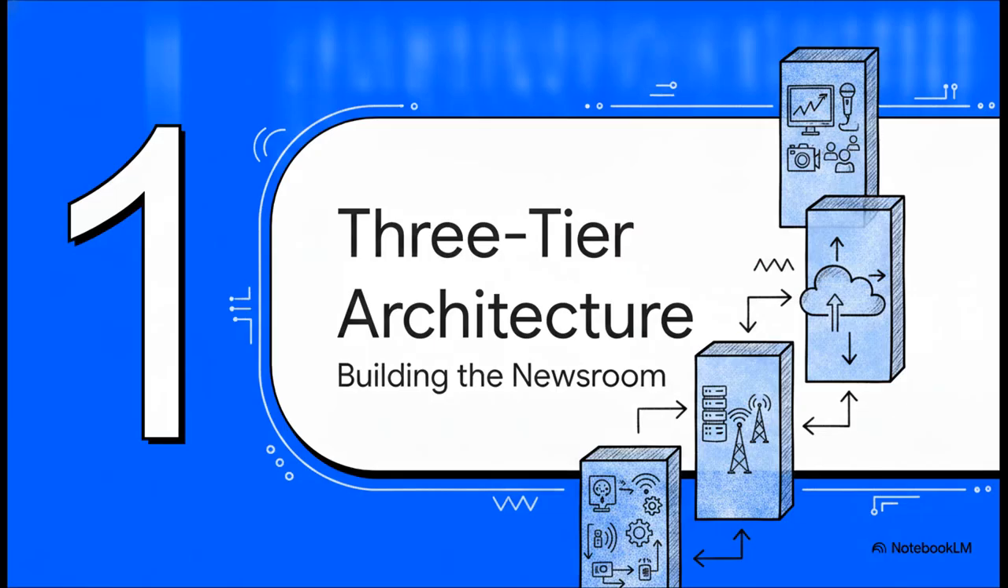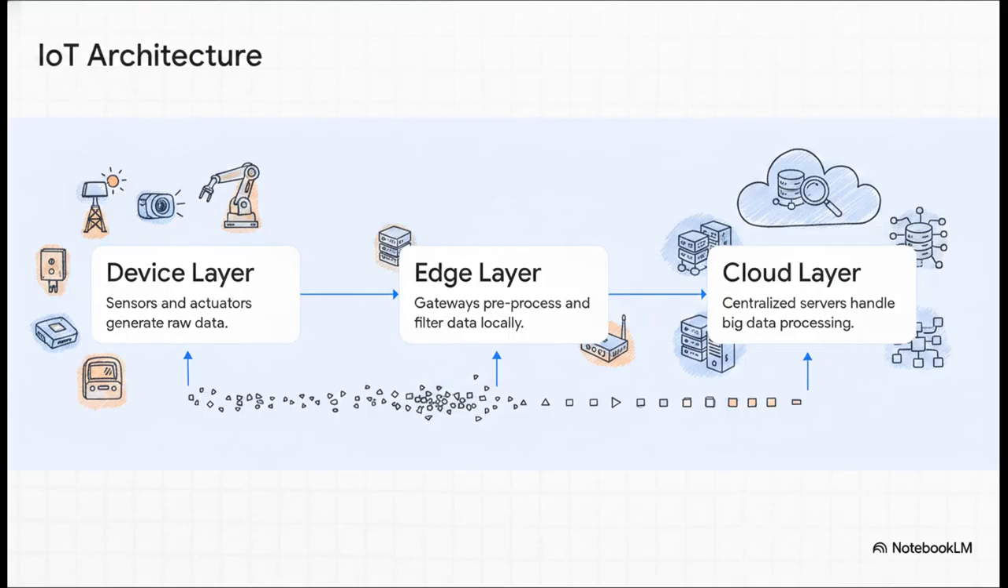All right, let's jump into part one, three-tier IoT architecture, building the newsroom. So this intelligent newsroom we talked about, it actually breaks down into three main layers. At the very bottom, we have the IoT or device layer. These are your on-the-ground reporters, the sensors and actuators literally capturing that raw data.